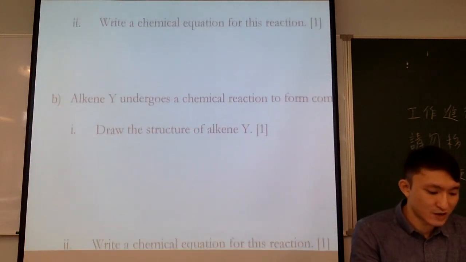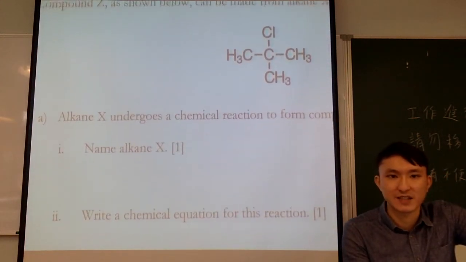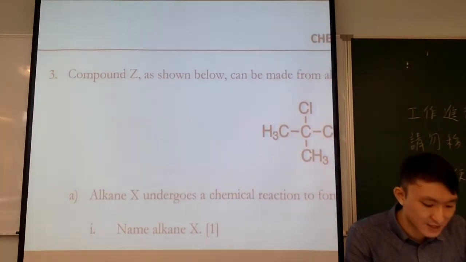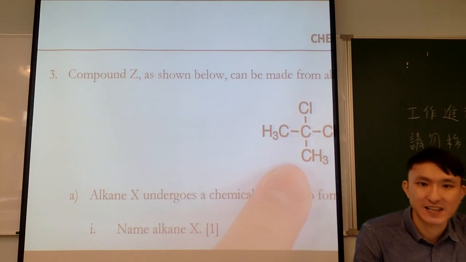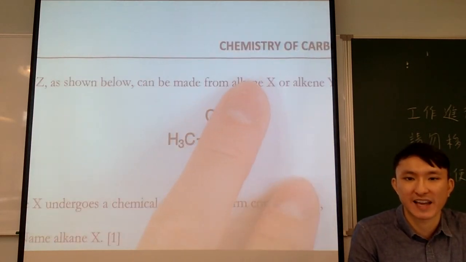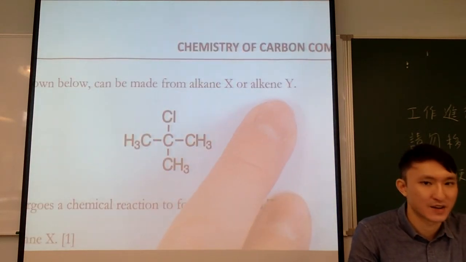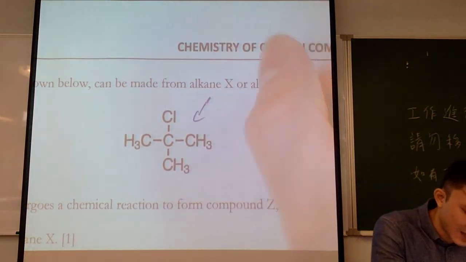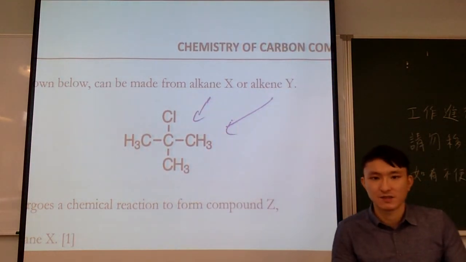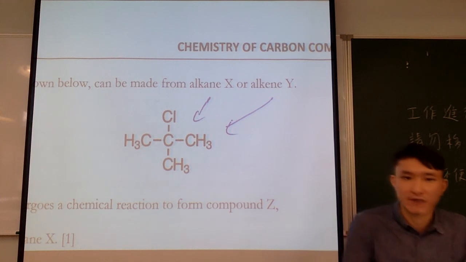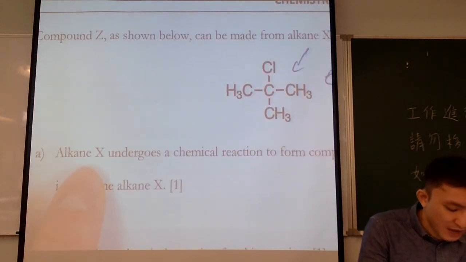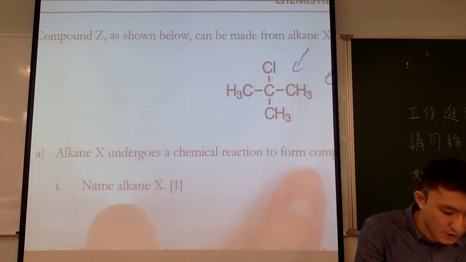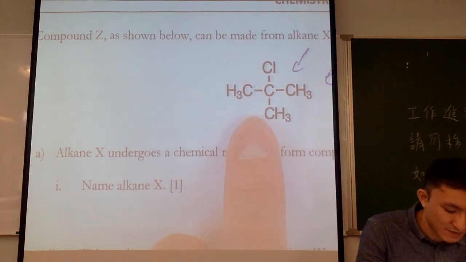All right. So question 3, the last question for today's lesson. Let's quickly deal with it. Now, it says that compound Z can be made from alkane X or alkene Y. Okay, so alkane X can make this, alkene Y can also be used to make this. So probably by 2 different reactions. So let's focus on the alkane. So alkane X undergoes a chemical reaction to form compound Z. This one.